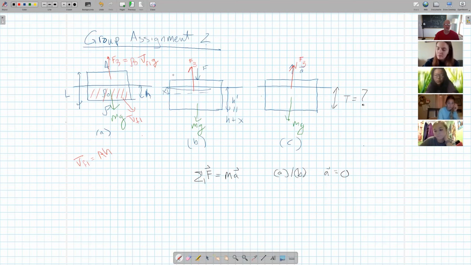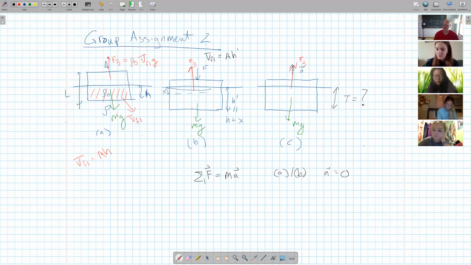Part B looks pretty similar, except now there's the extra force downward, which means it's going to be submerged by an amount of H prime instead of H, which is H plus X. So again, we still have that same buoyant force upward, except now the volume of fluid displaced is going to be the cross-sectional area A times that H prime instead, because now it is submerged further. And then C, we're taking away that force F.